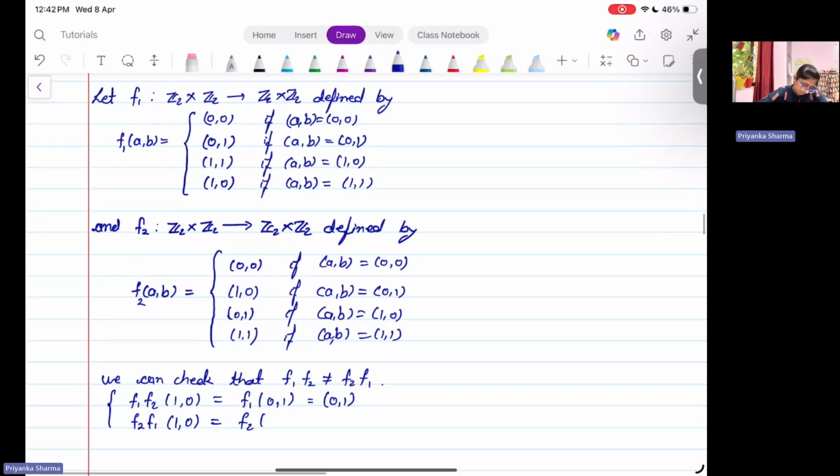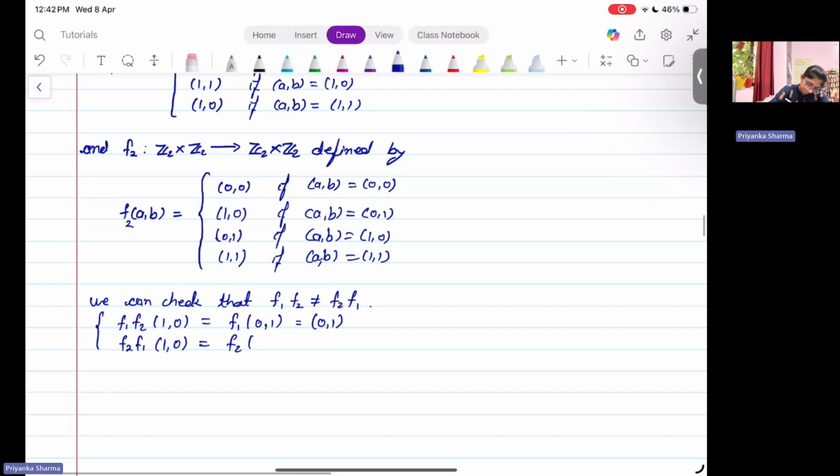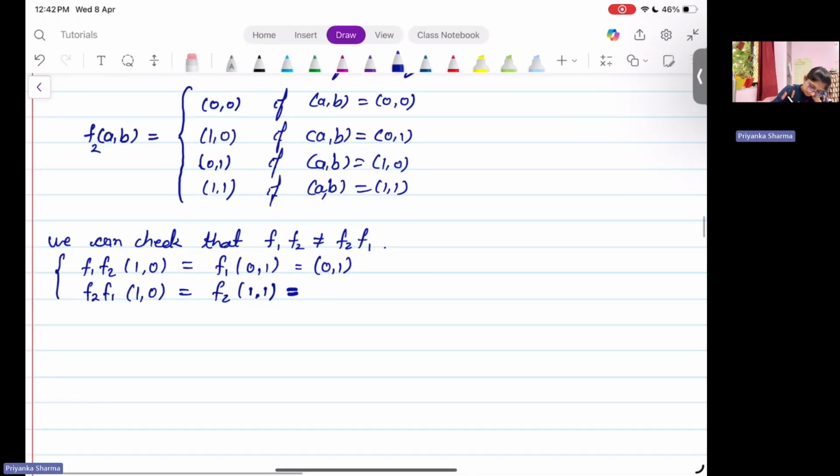F1 of (1, 0) is (1, 1). What is F2 of (1, 1)? That is 1. So F1∘F2 and F2∘F1 give different images for the same element, so they cannot be the same. It means F1 and F2 don't commute with each other.